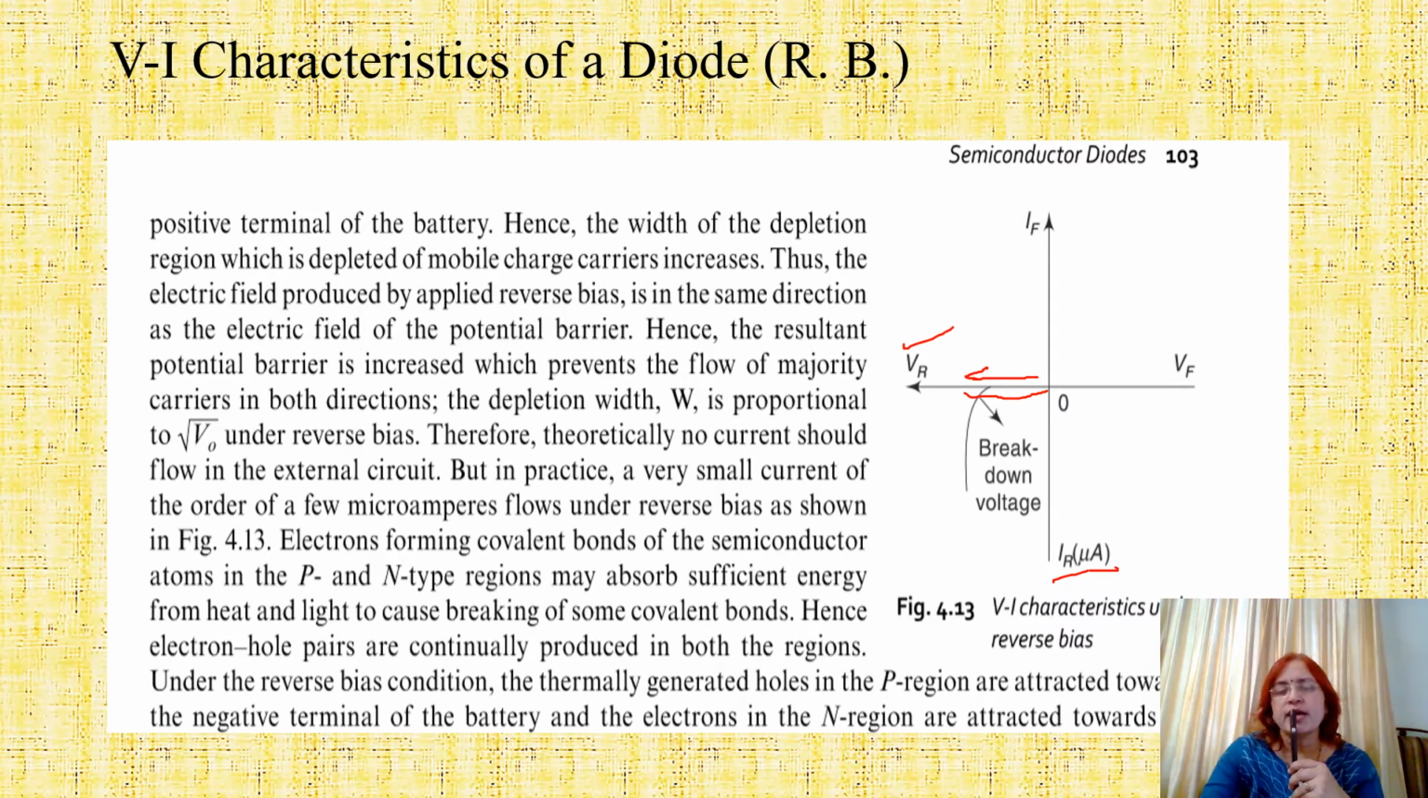In this process, at one point a very large number of free electrons will be available and the junction will break down, and there will be free movement of charge carriers across the junction, and a very large amount of current, shown like this, will flow in the opposite direction. This situation is called the avalanche breakdown condition, and this voltage at which the breakdown of the junction occurs is called the reverse breakdown voltage, VBD.